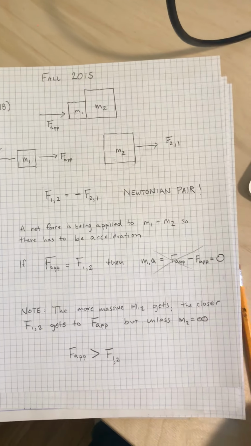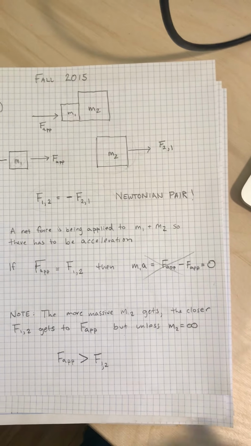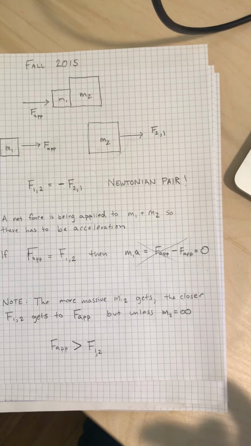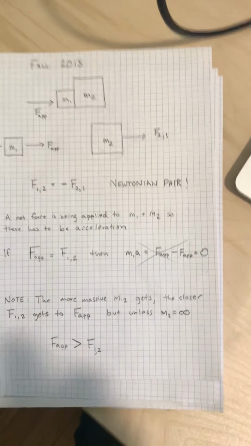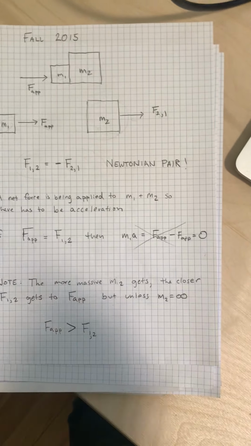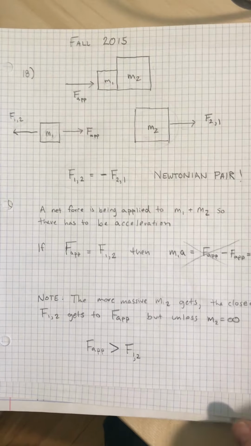And that gives us that the answer to question 18 is E. We know that F applied is greater than the force applied by 1 on 2, and the force applied by 1 on 2 is equal and opposite to the force applied by 2 on 1. So that is our answer.